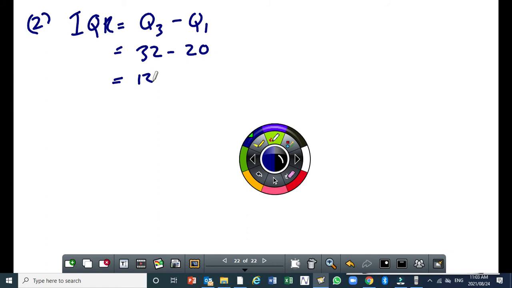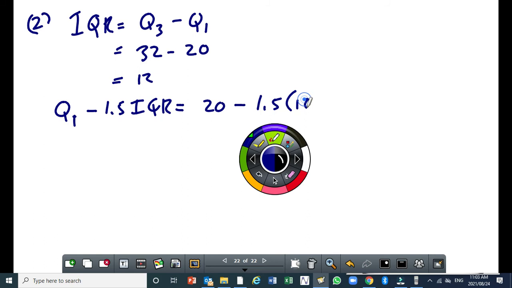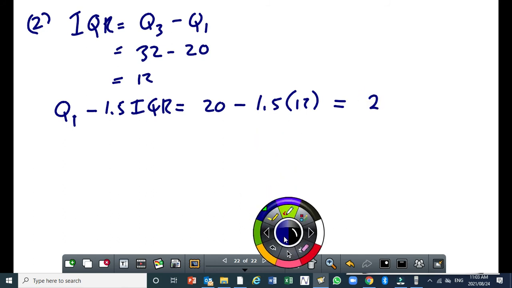And then I need to find the value of Q1 minus 1,5 times IQR. This is going to be 20 minus 1,5 times 12. This will give me 18. So 20 minus 18, that will give me a 2. Right?